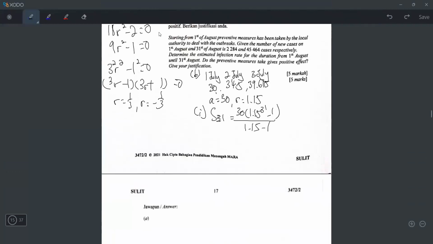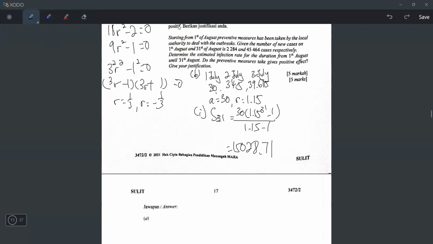So you just use your calculator, press the whole thing, then you get the answer. Okay, I know 1.15 minus 1 is 0.15. So I will press what? 1.15 power 31 equals, and then answer minus 1 equals, and then answer times 30 equals, and then answer divide 0.15. So the answer is 15028.707071. Okay, so that's it.